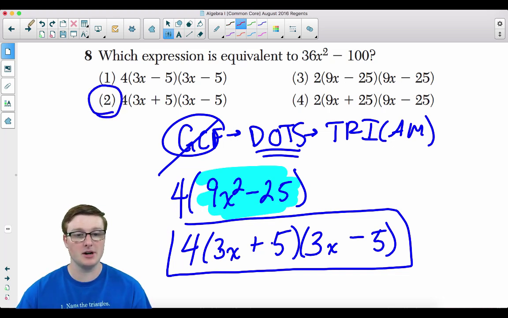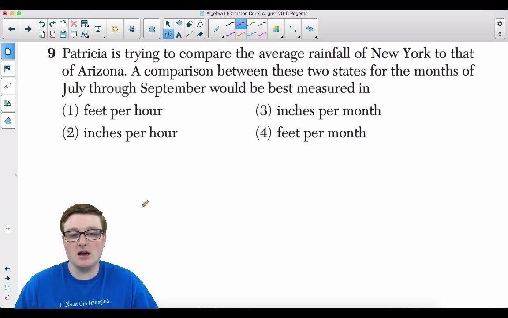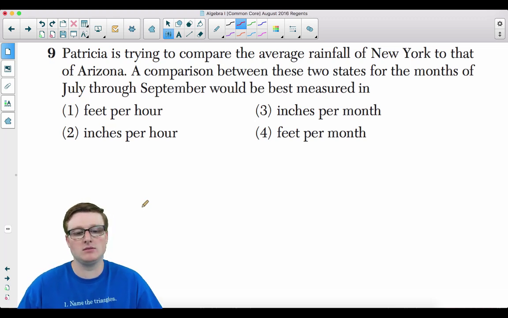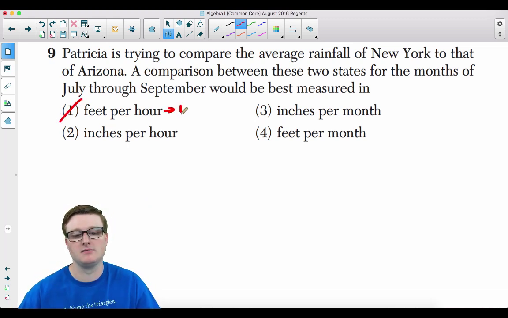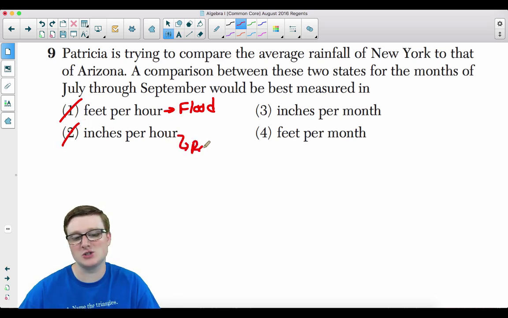Okay, moving on. Number 9. Patricia is trying to compare the average rainfall of New York to that of Arizona. A comparison between these two states for the months of July through September would be best measured in what? Okay. Feet per hour. No, that is a flood. If you're measuring 2 feet per hour, make sure you get to high ground. Choice 2, inches per hour. No, that is a rainforest.